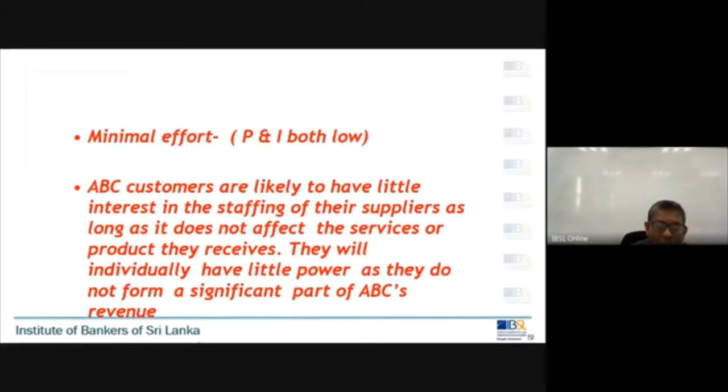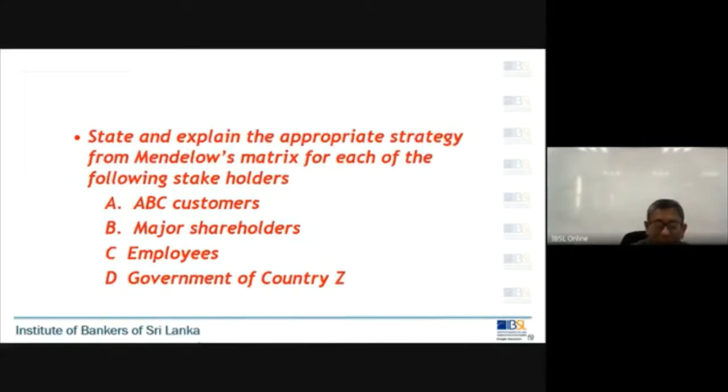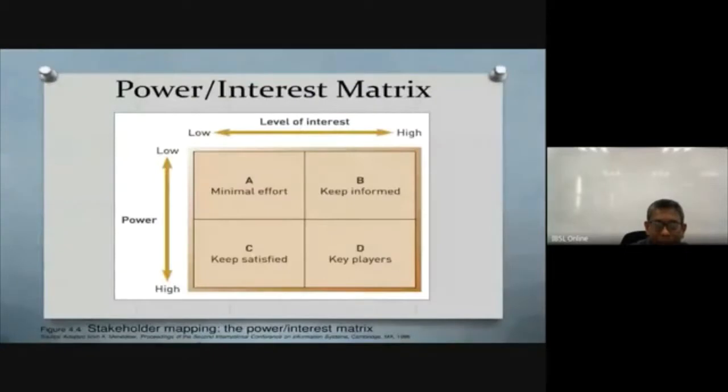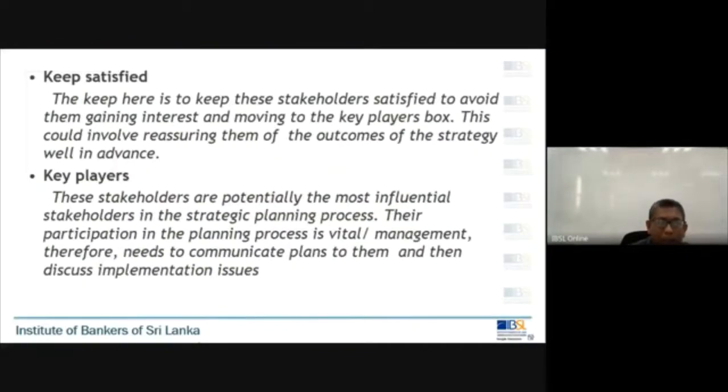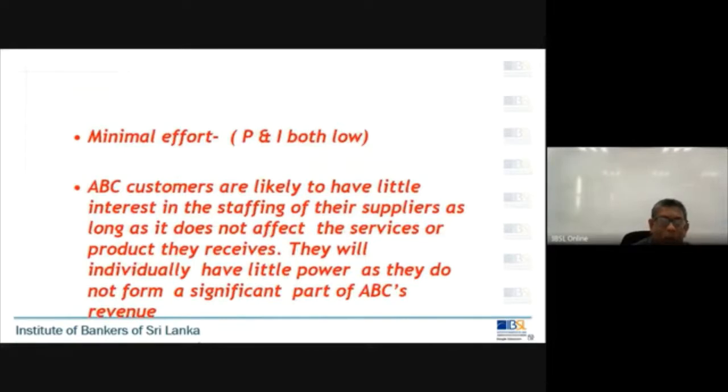So, minimal effort, where power and interest are both low. If you really look at it here, this is minimal effort. So therefore your power is low, interest is low. So who are the people you can put there? ABC customers. ABC customers are likely to have little interest in the staffing of their suppliers, as long as it does not affect the services or product they receive.